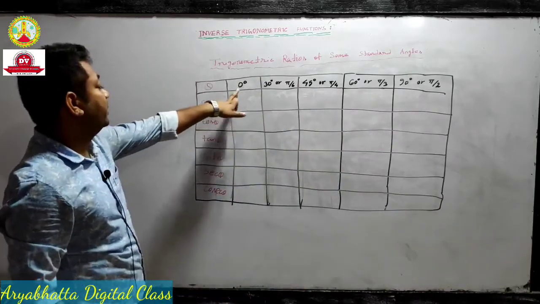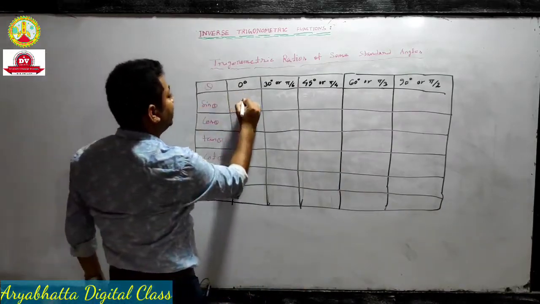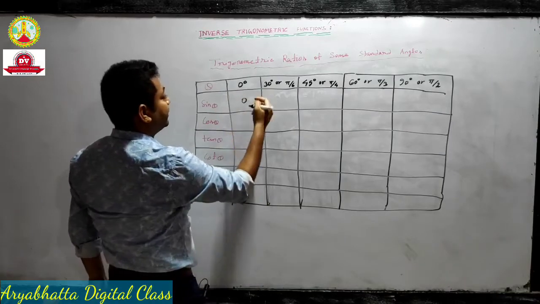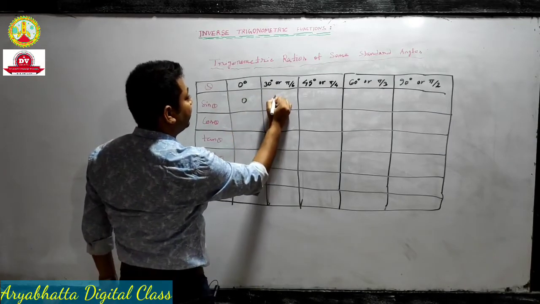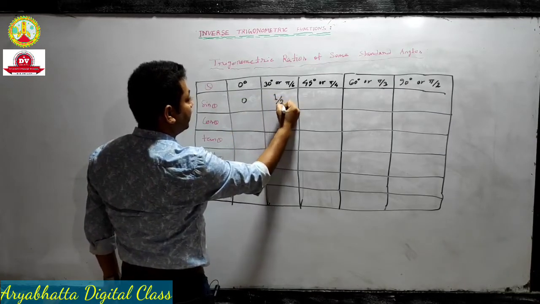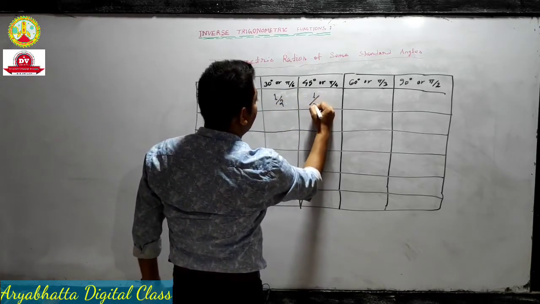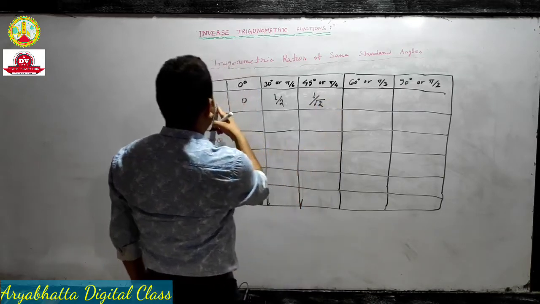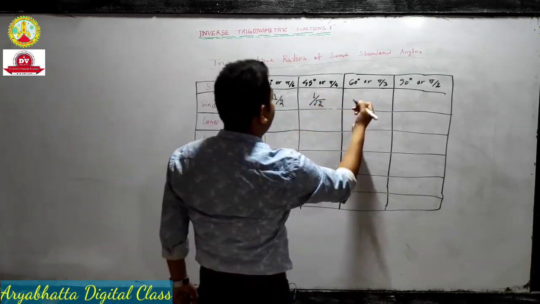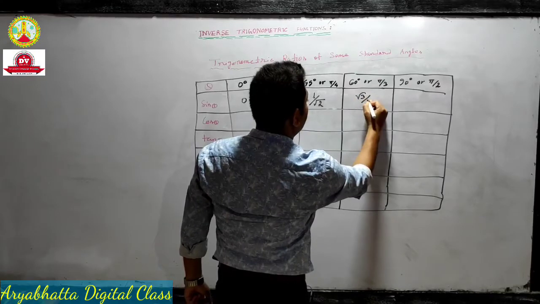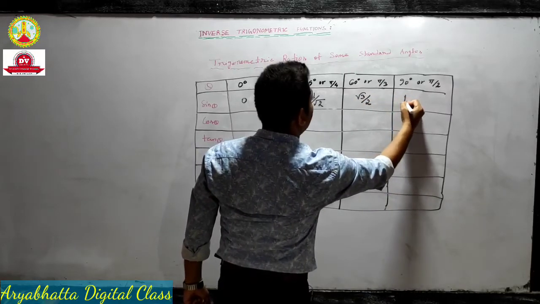Here sin 0 degree equal to 0, sin 30 degree or pi by 6 equal to 1 by 2, sin 45 equal to 1 by root 2, sin 60 degree equal to root 3 by 2, and sin 90 degree equal to 1.